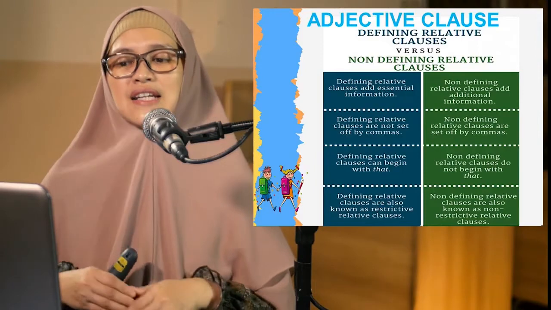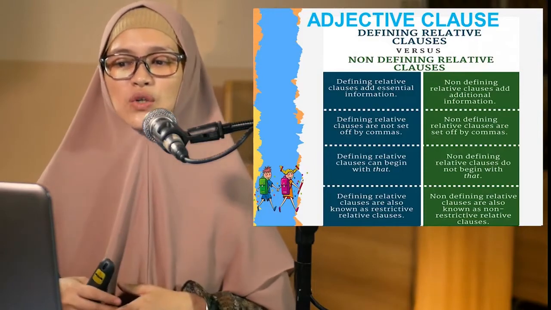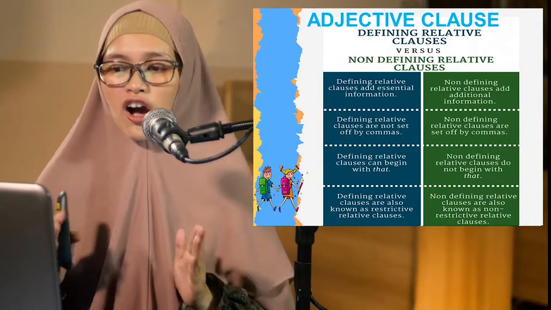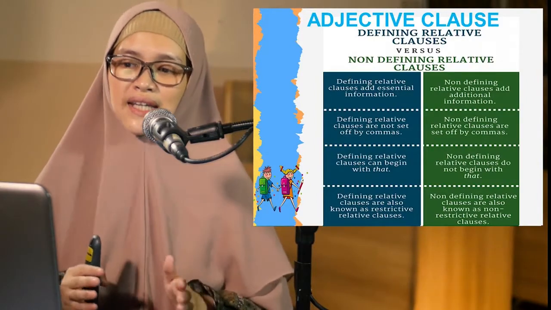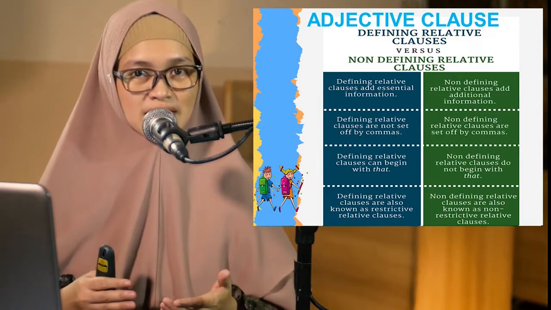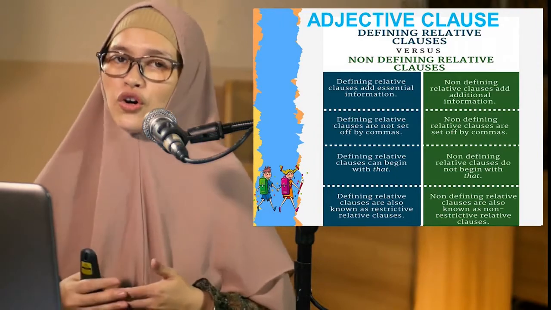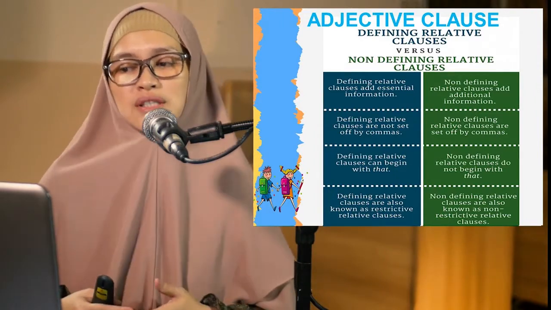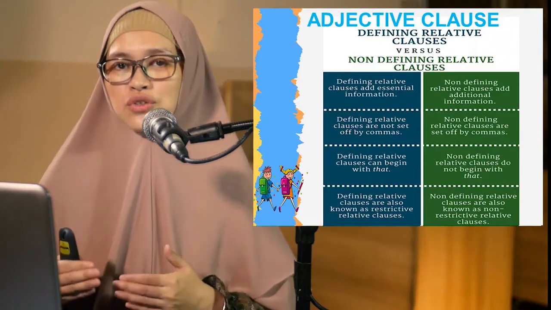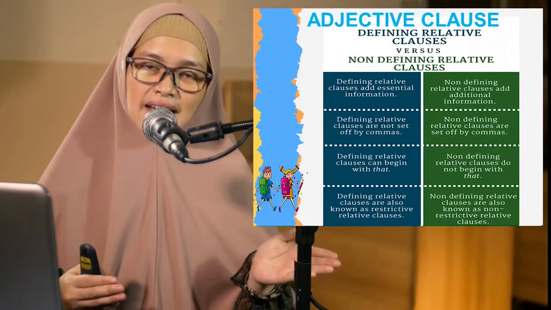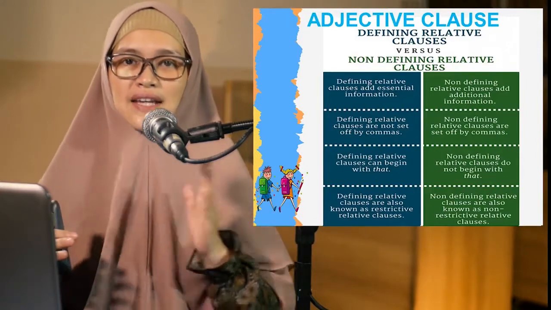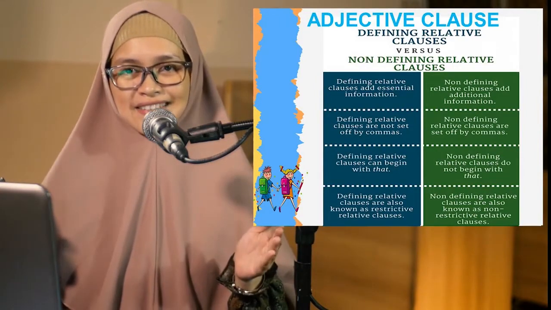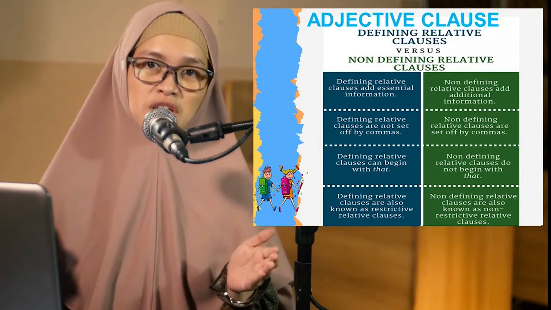Then, defining relative clauses are not set off by commas. We do not commonly use commas in defining relative clauses, but in non-defining relative clauses, we commonly use commas at the beginning and at the end of the clause, because it is only additional information.